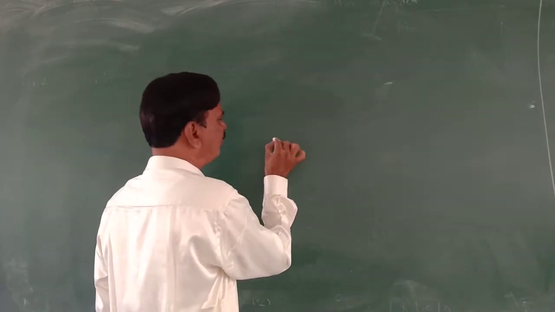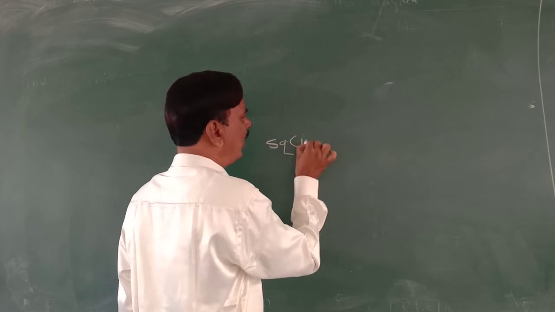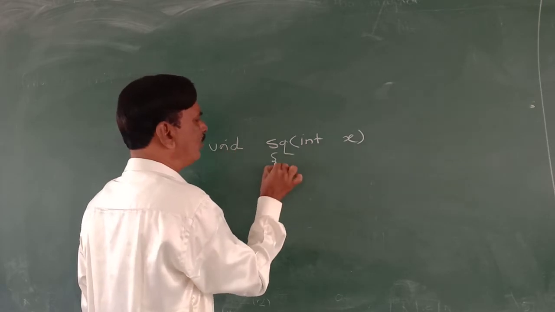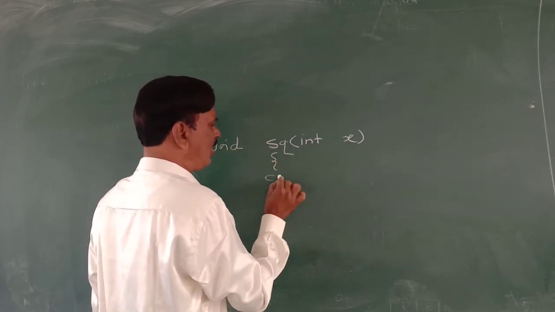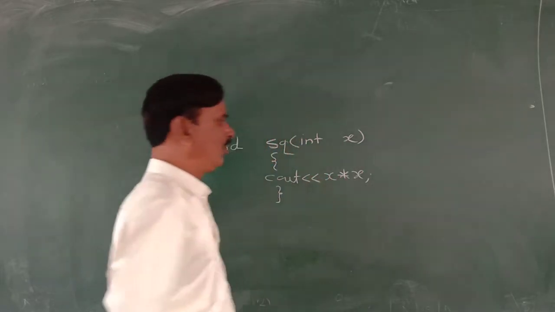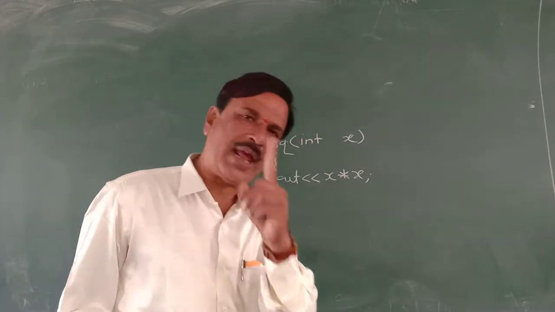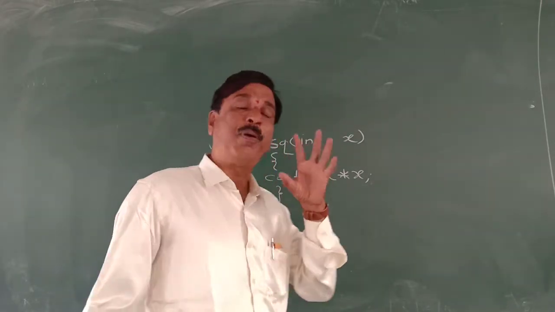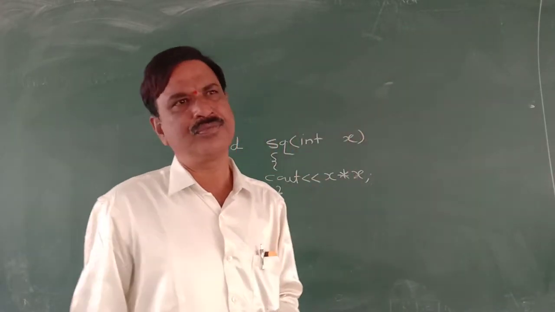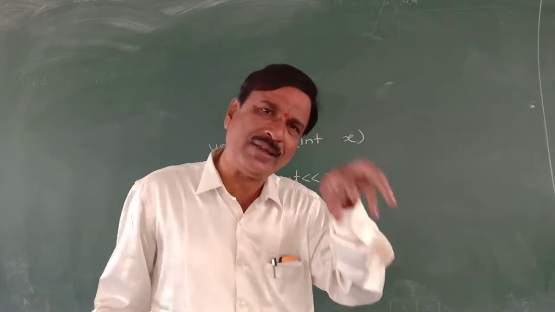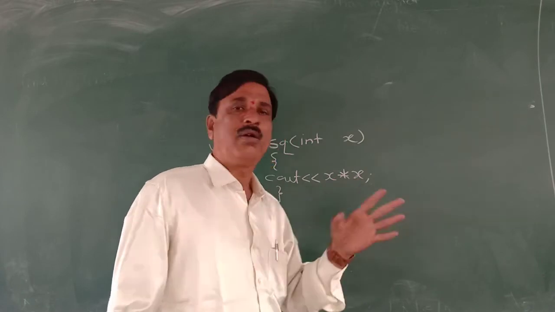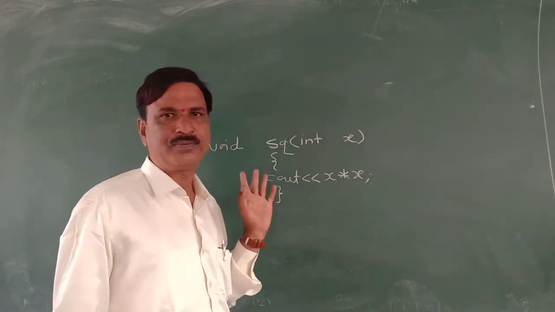Let there be a function sq with int x, return type void, and here cout x into x. Look, the name of the function is sq. What will the function accept when it is called in main? It will accept one integer. And what is the function processing on that parameter? It is finding the square and printing it with cout.